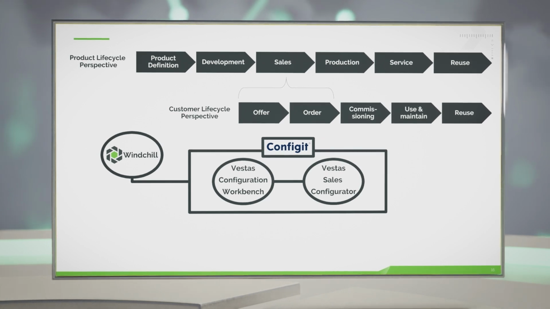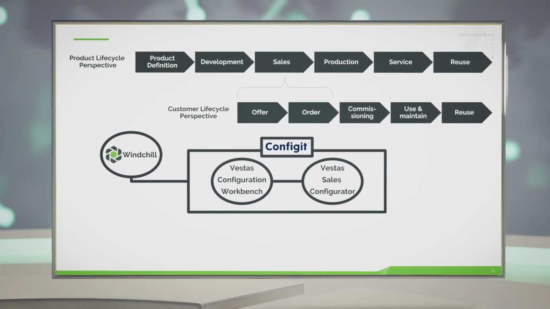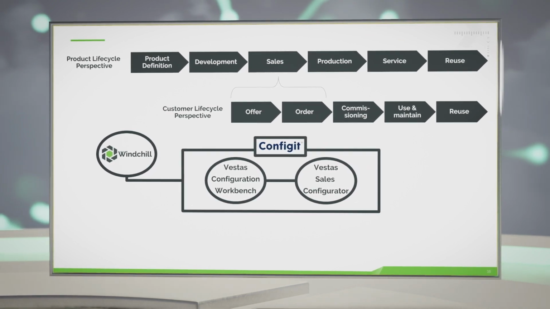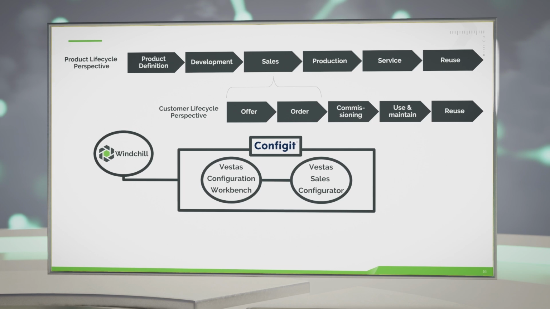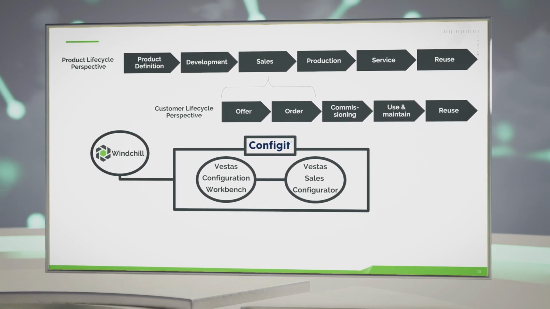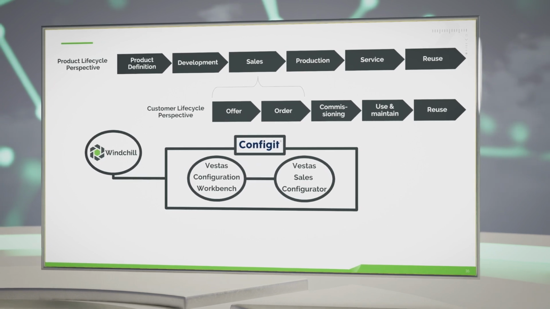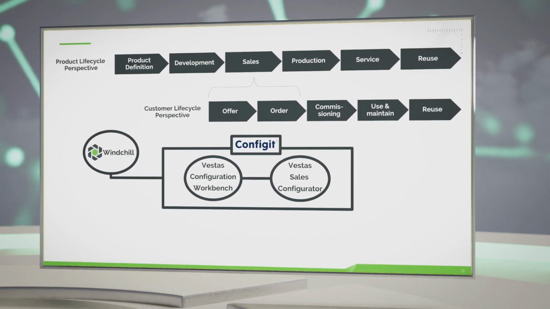I will talk about two of the major components in that CLM system today. The first one is the configuration workbench. So this is the place where all the configuration logic and knowledge goes into. And the other one is the sales configurator. This is one of the access points to all that data that lives in the workbench.